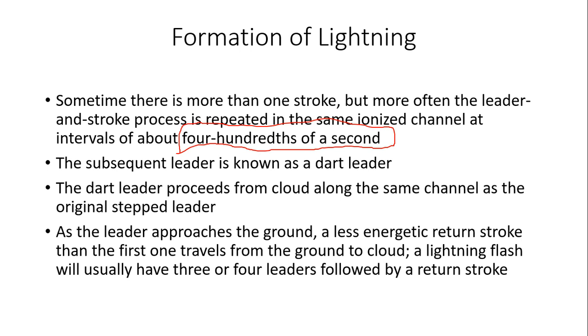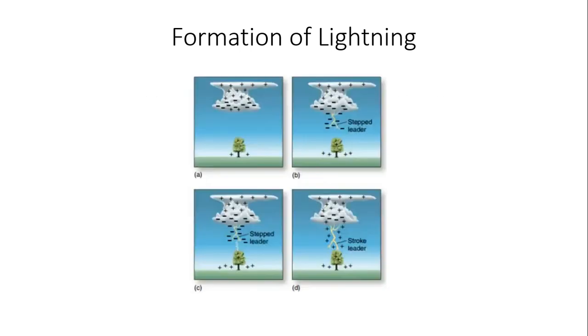The subsequent leader, by the way, is known as a dart leader, and the dart leader is going to proceed from the cloud along the same ionized channel as the original step leader. And as that leader approaches the ground, a less energetic return stroke then travels from the ground to the cloud. A lightning flash will usually have 3 or 4 leaders followed by a return stroke.